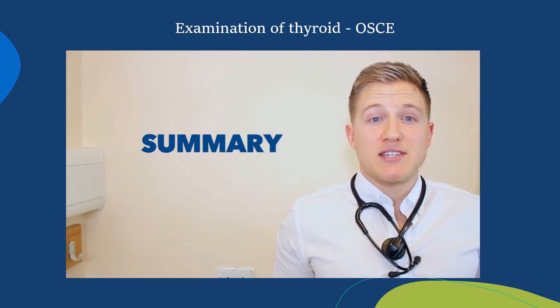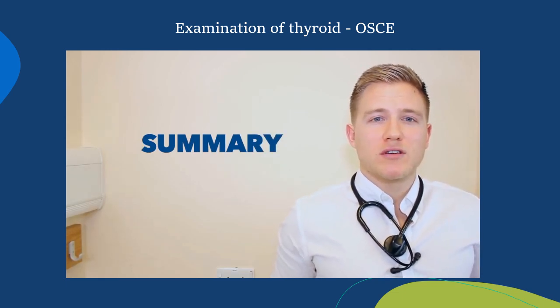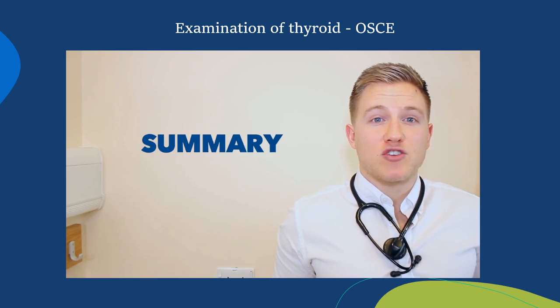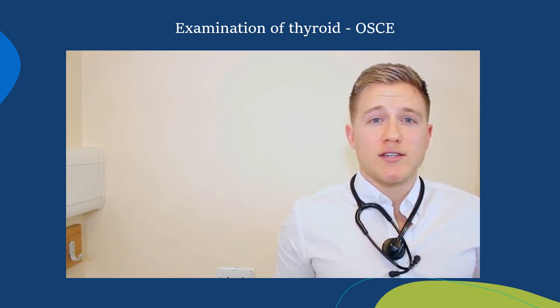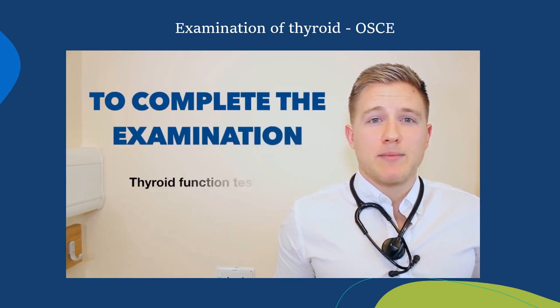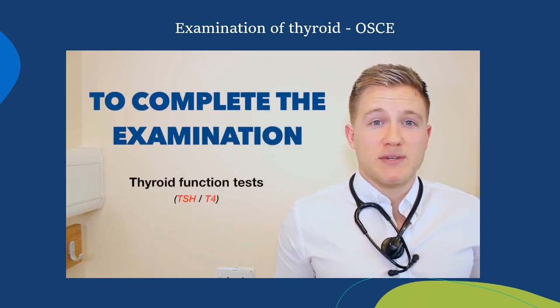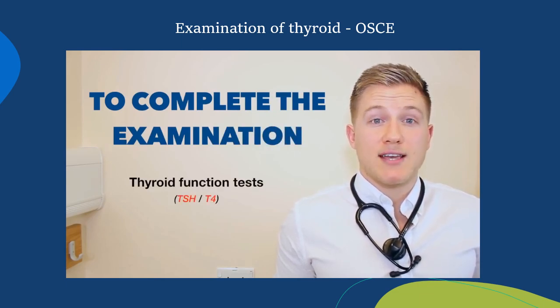Today I examined Simon Sayers, who's 24 years old. On general inspection, he had a fine tremor of his outstretched hands, but there were no other peripheral stigmata of thyroid disease. There was no evidence of thyroid eye disease and no goiter. To complete my examination, I'd like to do some blood tests and look specifically at the T4 and TSH levels.